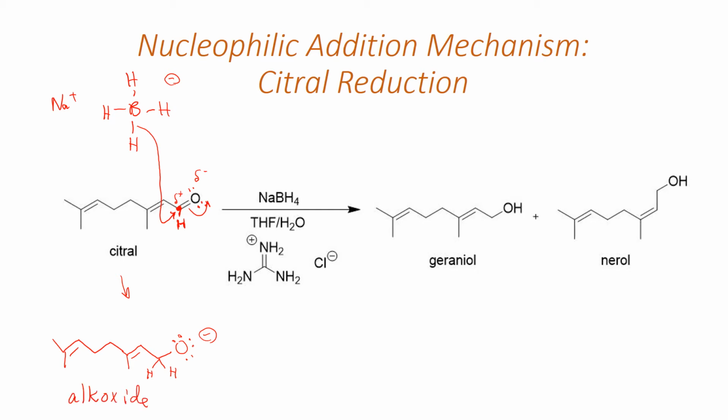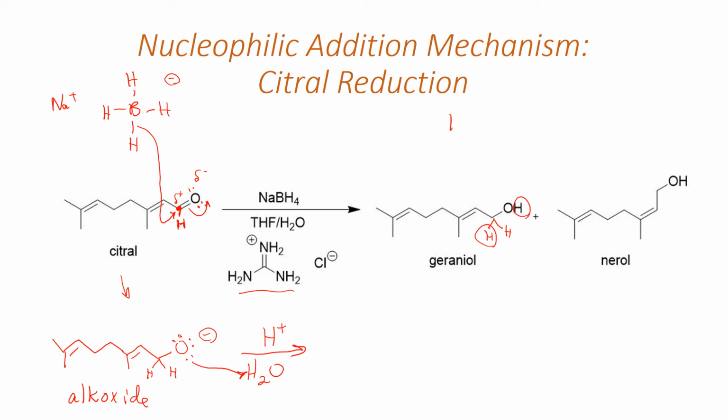And its next thing is it's going to get protonated. So we're going to have a proton source, and that just happens to probably be the water in our guanidinium chloride solution. It's dissolved in water, so we've got water present. These electrons are going to grab a proton and give us the final product, which is the geraniol. Remember, this hydrogen was added. This hydrogen was there to start with. So this is a new hydrogen, and this is a new hydrogen.